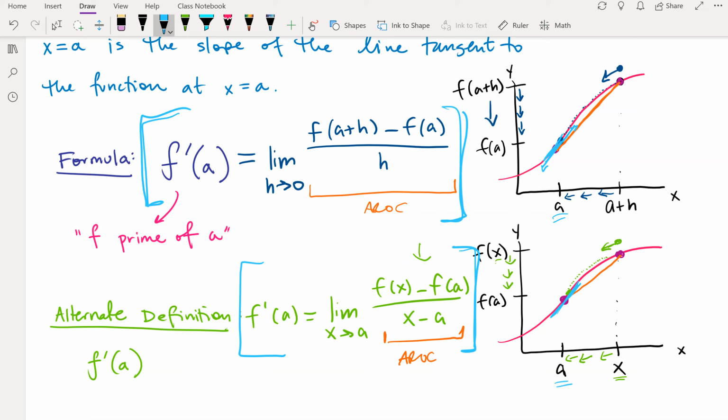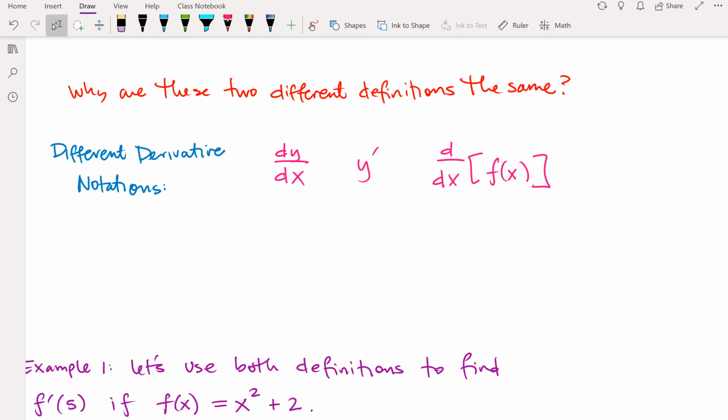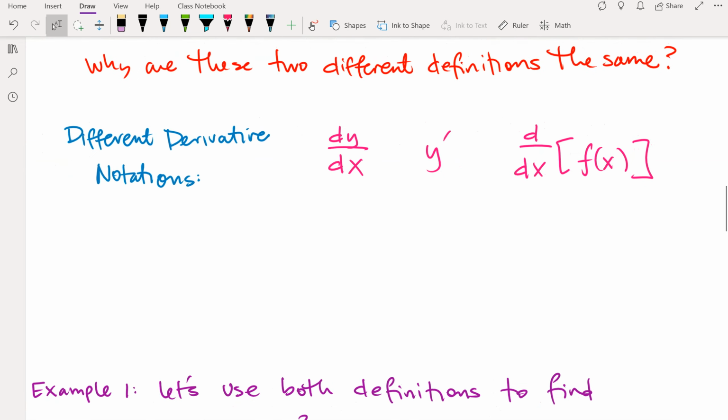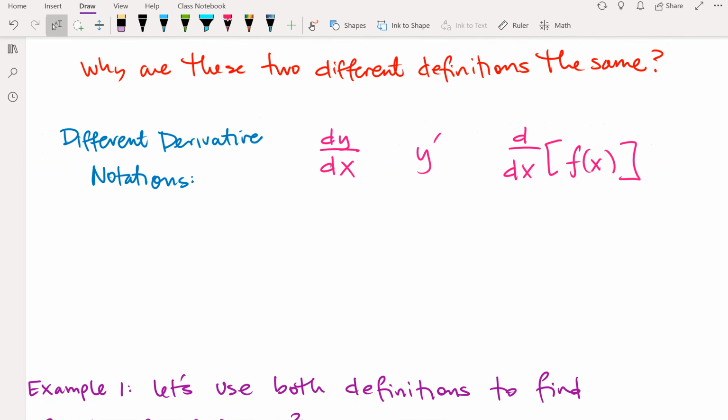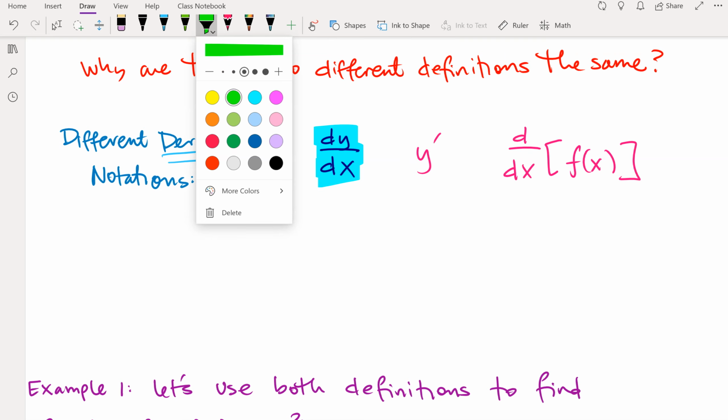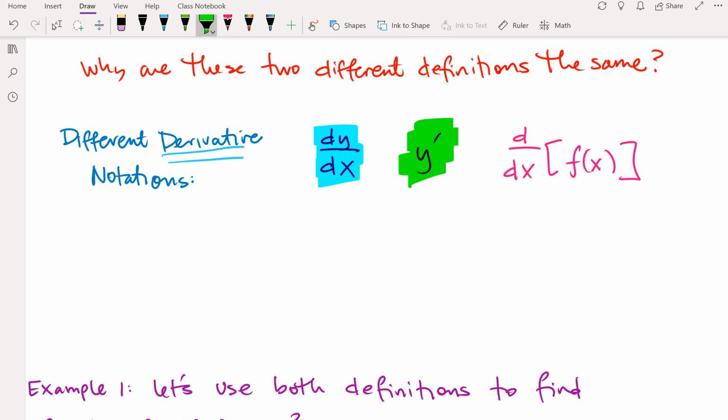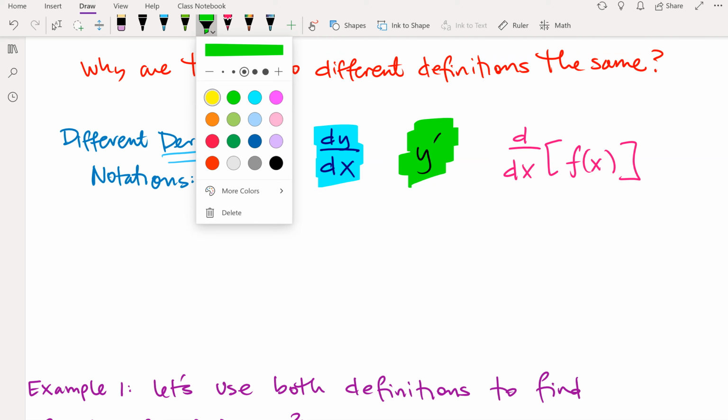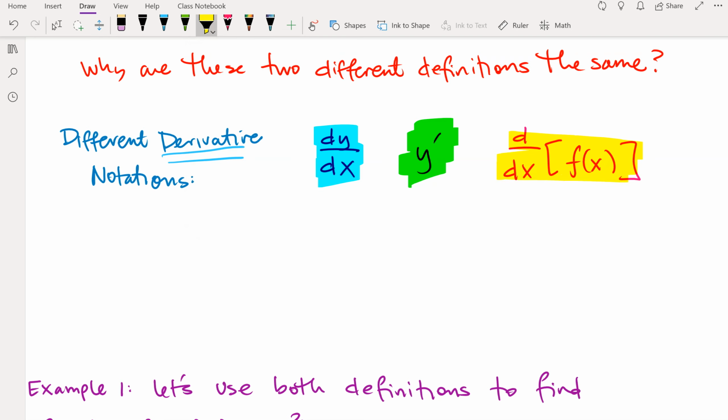Cool. So we just talked about why those two different definitions are the same. Now let's really quickly go over different derivative notations. These are all the same thing. These all mean the derivative. We have three different things: dy dx, y prime, and dy dx of f of x. So let's write all of those down and then write what they mean.